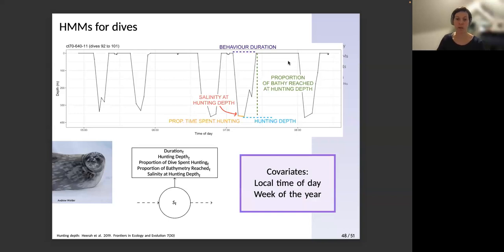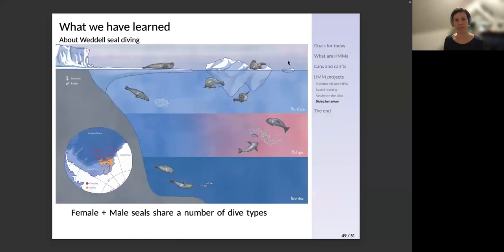The covariates we had were local time of day and week of the year. Week of the year is important because in the Antarctic, or at least the latitude where these animals occur, in the middle of winter there's no light at all. The sun dips below the horizon and doesn't come out again for a few months. So week of the year was a proxy for light availability.